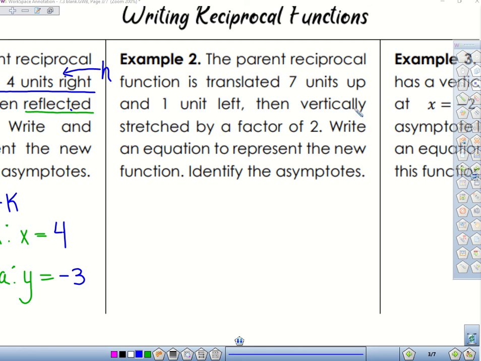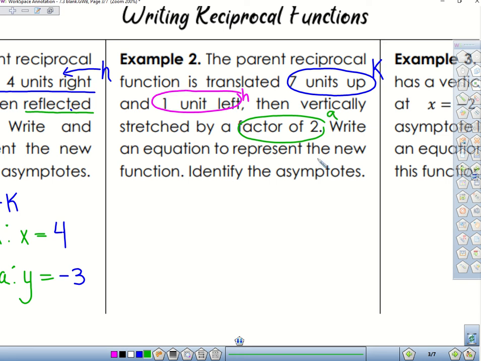So, the parent reciprocal function is translated 7 units up. That's what letter? K. K. 1 unit to the left. That's what value? H. H. And then it is vertically stretched by a factor of 2. That's what value? A. Good. Write an equation to represent the new function.